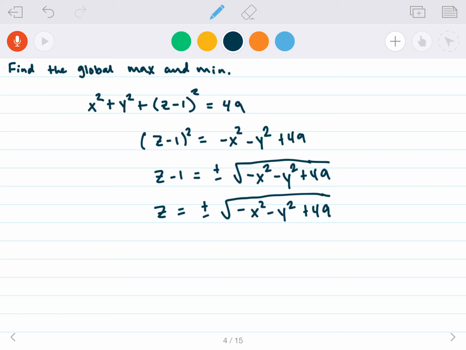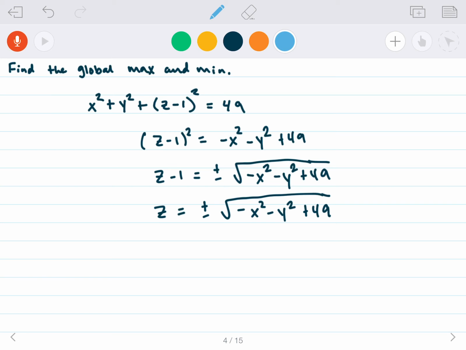Now notice I didn't specify a domain. So if there's no domain specified for x and y, you can assume x and y could be anything you want them to be. Later on we're going to talk about a specific boundary, which is basically the multivariable case of an interval. But for now, let's just assume that our domain is all real numbers for x and y. Alright, so now that we have this, we can figure out what the critical points are.